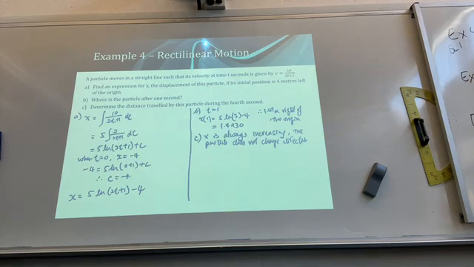So once you know that, you can find the distance traveled in the 4 seconds, between t equals 0 and 4. So you can integrate v.